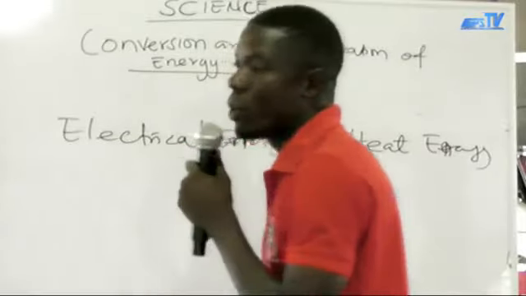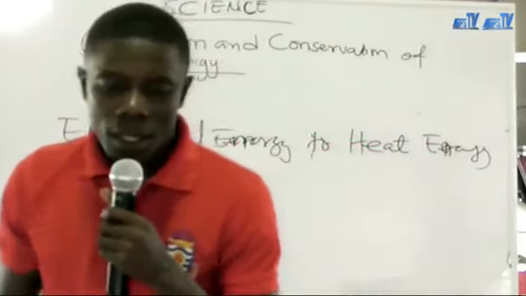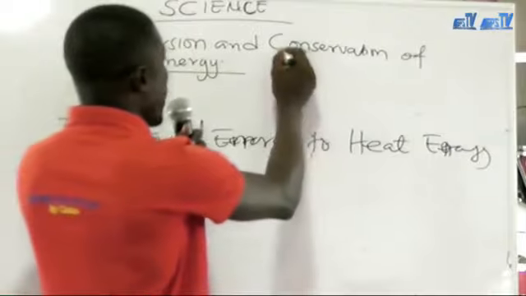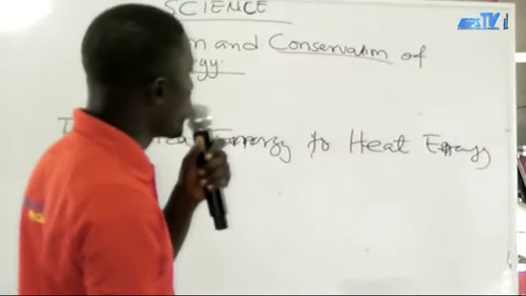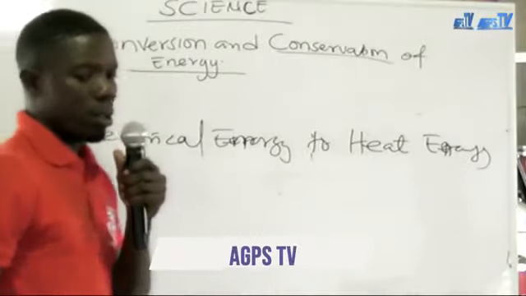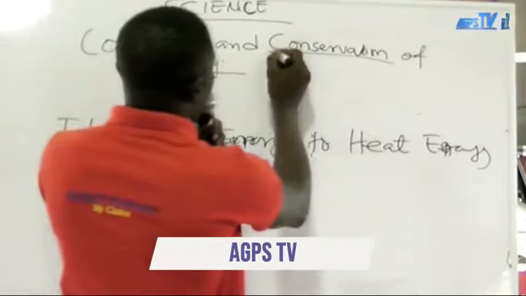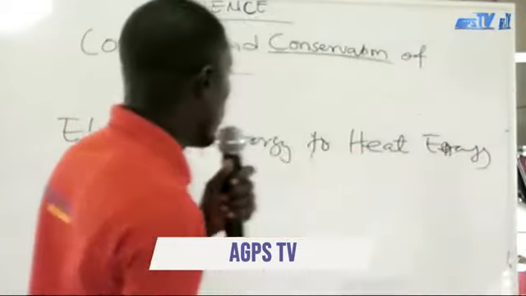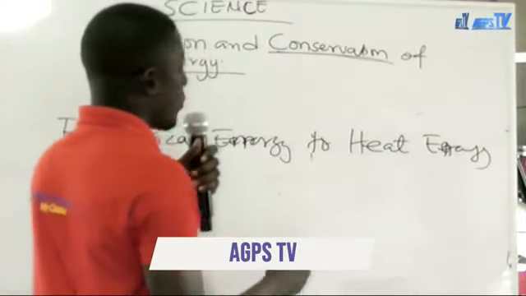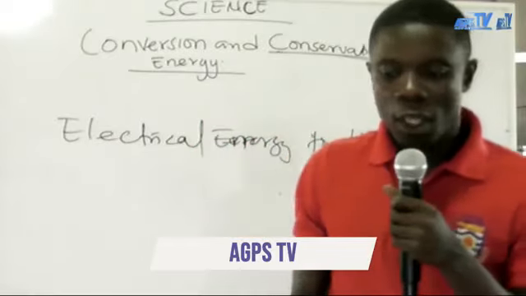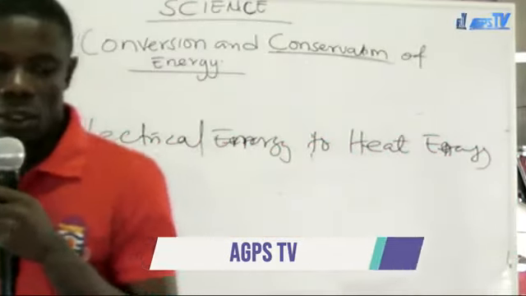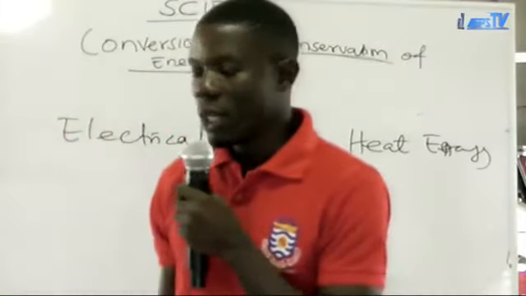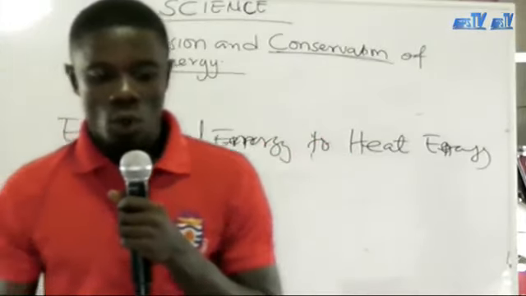The next one is conservation of energy. How can we conserve the energy we normally use in our various homes? The word conservation is the same as preservation. How can we preserve the amount of energy we use in our homes? It is very important. For example, if you are going to sleep, you can switch off all your bulbs so that at the end of the month you can pay a little amount of light bill. If you are doing this, it means that you are conserving your energy.